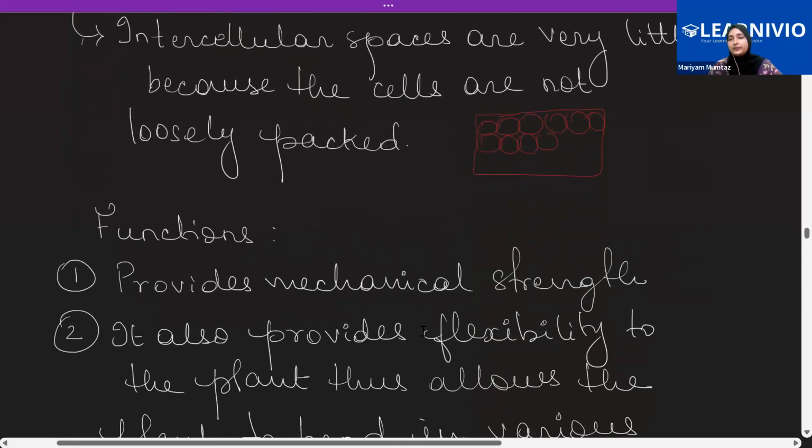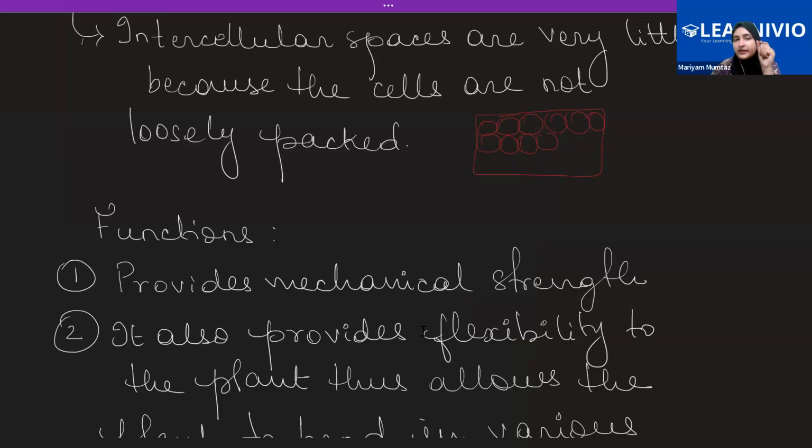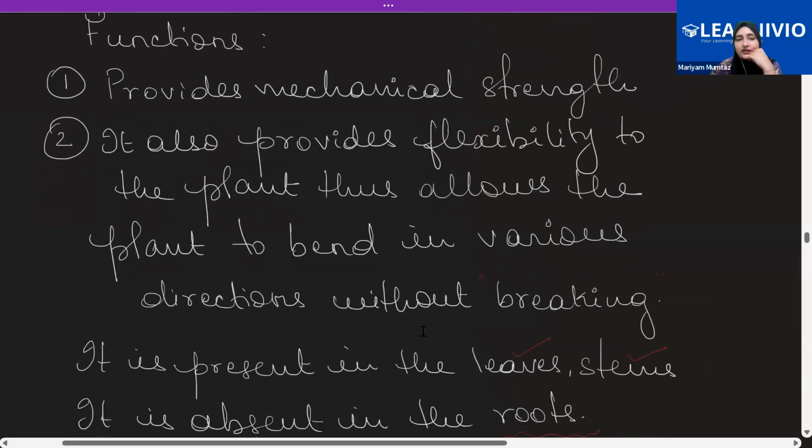Now, in the collenchyma, the cells are so closely situated that there will be very little intercellular space in between them. It shows us that the cells are not loosely packed. Instead, they are packed close together, but not very close, because little intercellular spaces are still there in the collenchyma.